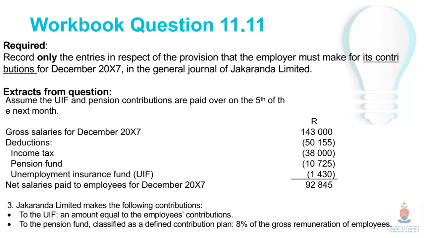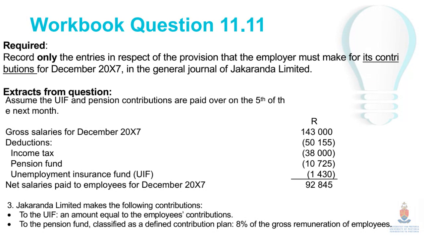So the fact that they're saying the contributions are going to be paid over on the 5th of the next month means that at the end of the current month, the contributions have not been paid over, right? So because the contributions have not been paid over at the end of the current month, when we are recording it, it has to be a payable. It has to be a liability. Okay, that's what it means.